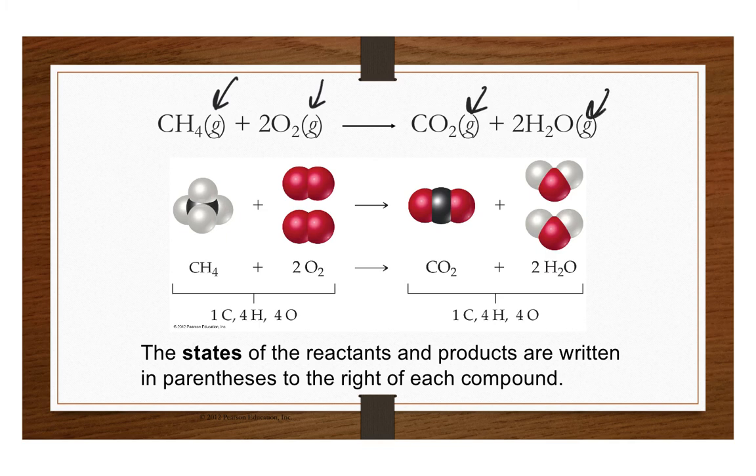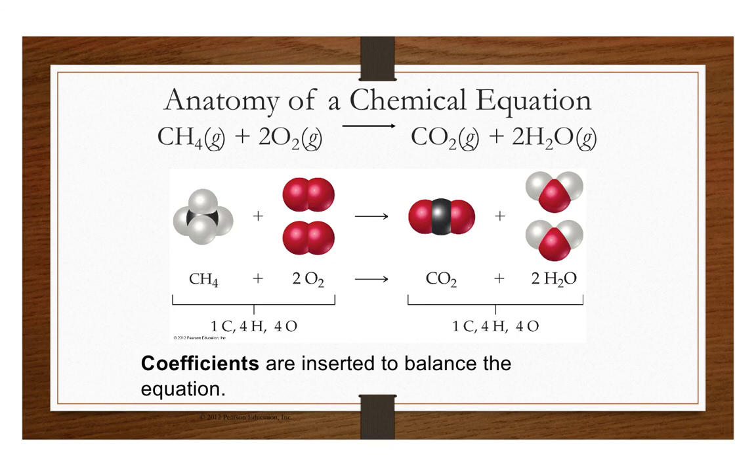Next thing in a chemical reaction equation are the state symbols, okay? So the states of the reactants and products are written in parentheses to the right of each compound. Again, gases are G, solids are S, liquids are L, and if something is dissolved in water, we put AQ for aqueous. And last but not least, we put in coefficients to balance the equation. So we put a 2 there and a 2 there.